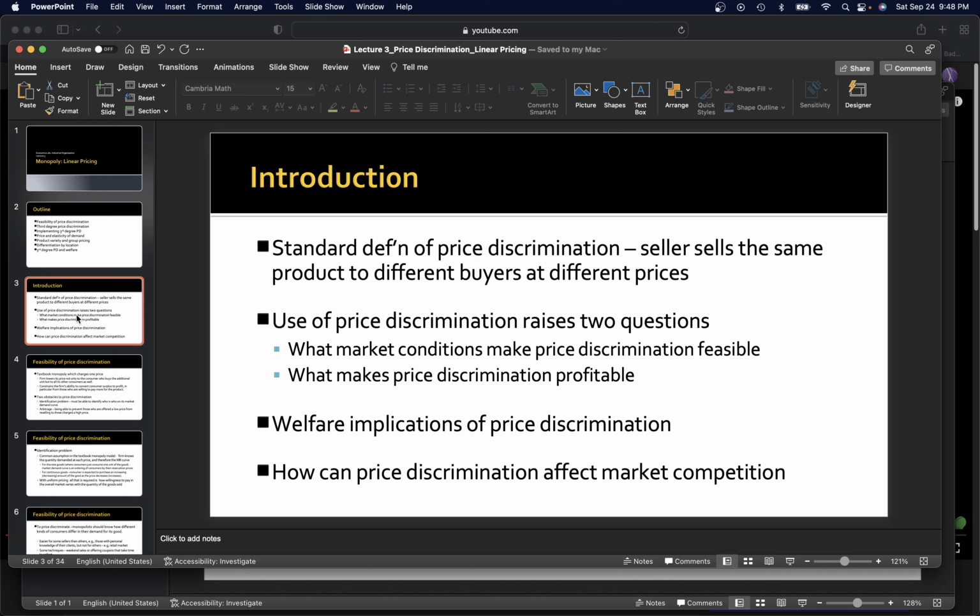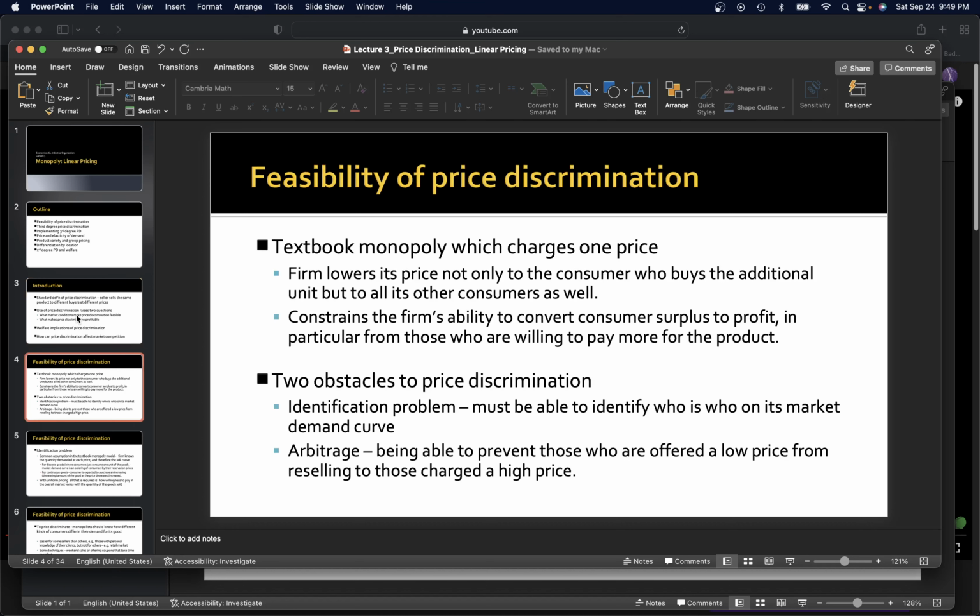Okay. So the use of price discrimination raises two questions. So this is the general concept or issue or problem when it comes to price discrimination. First, what market conditions make price discrimination feasible, and what makes it profitable? Okay. So let's talk about feasibility.